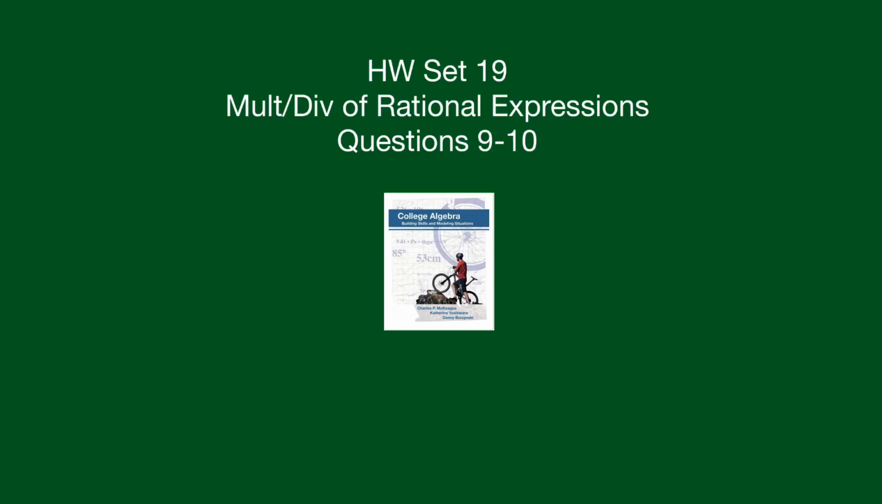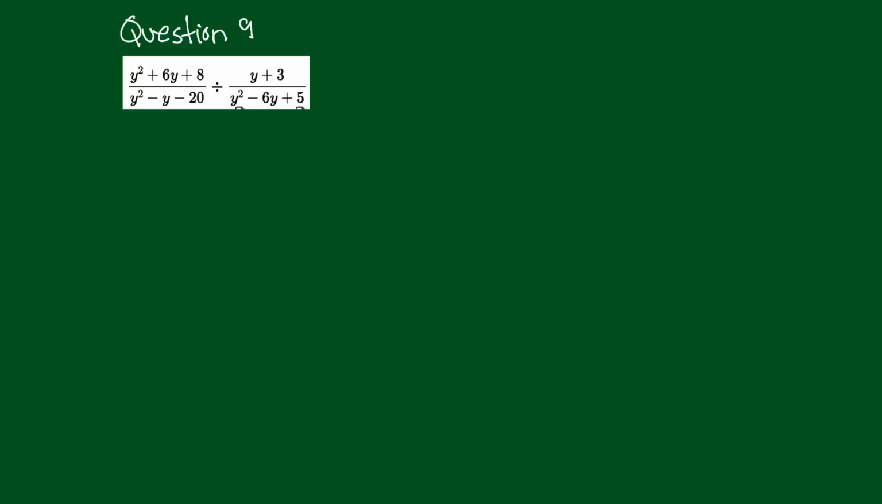This is homework set 19, and these are the last two problems, 9 and 10. Question 9, we've got a division problem. So the first thing I'm going to do is change the division to a multiplication of the reciprocal. So let's change that to multiplication and flip this over.